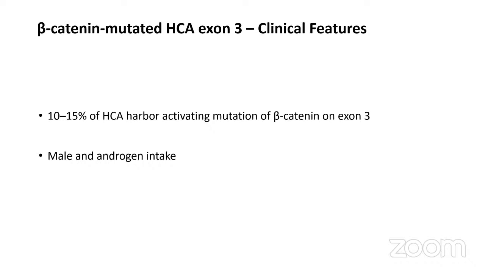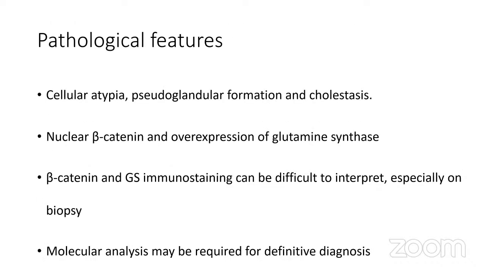HNF1 alpha adenomas, because of the steatosis in the lesion, can be picked up on radiology also. And the inflammatory adenomas have sinusoidal dilatation, which can be detected by radiology also. These do not have any characteristic imaging findings. The pathological features are cellular atypia, pseudoglandular formation, and cholestasis. So nuclear beta-catenin immunostain would be positive, and there is overexpression of glutamine synthetase, usually diffuse.